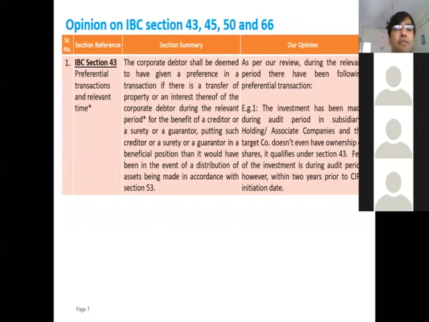Start with Section 43 on preferential transactions. Here the preference is being given by the corporate debtor, which is the account that has gone into default.